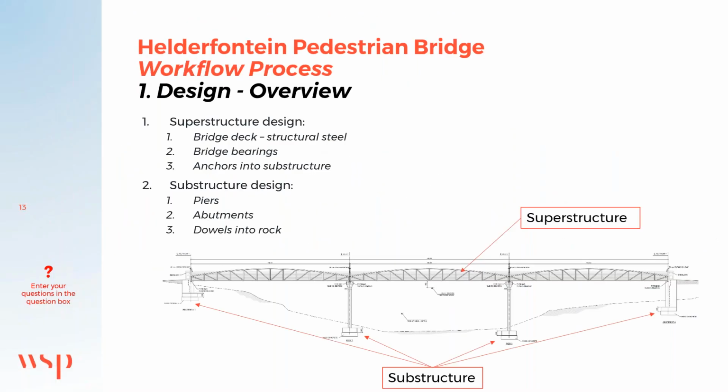Firstly, with regards to design, this is broken up into two components consisting of the superstructure design, consisting of the bridge deck, which is structural steel, the bridge bearings, as well as anchors into the substructure. Secondly, we have the substructure design consisting of piers, abutments, and dowels into the rock.